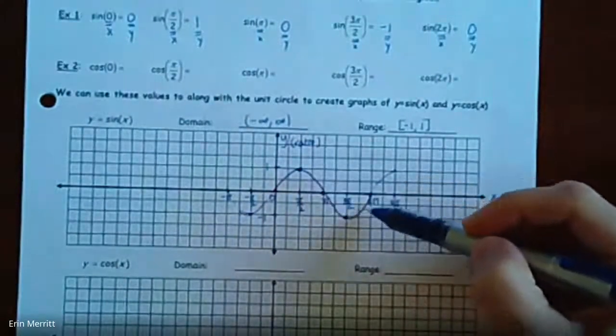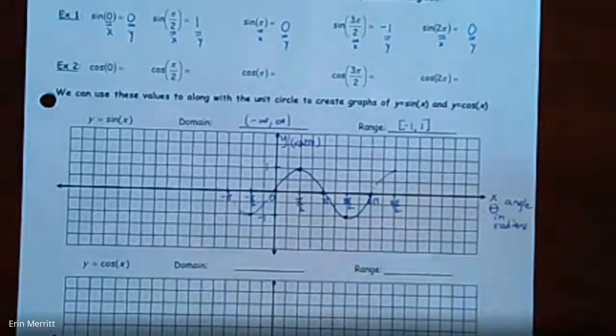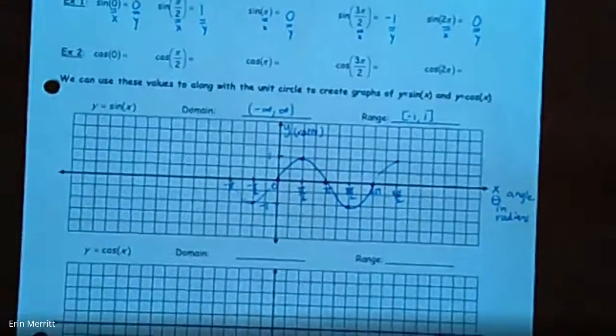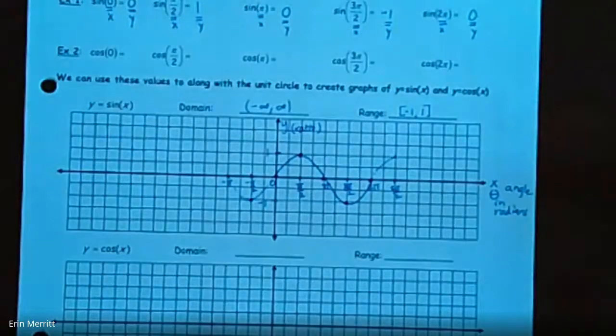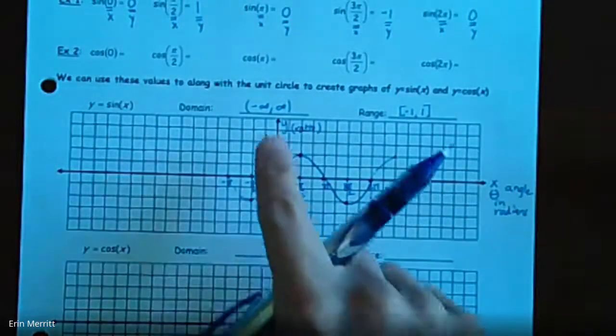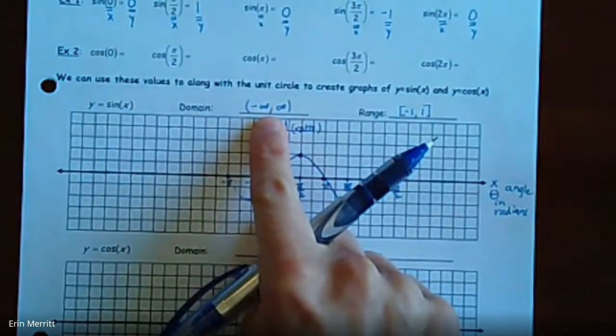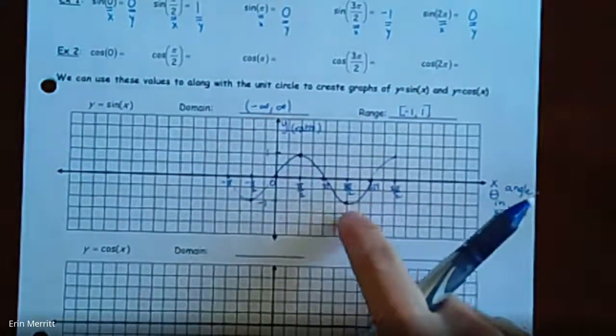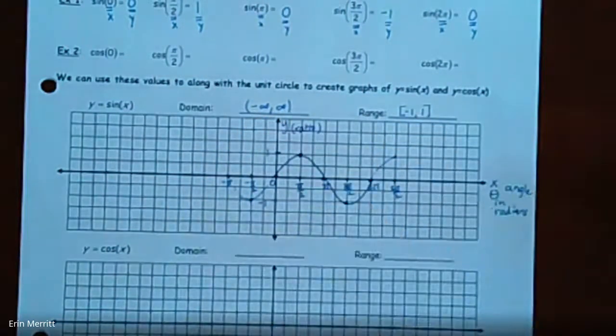We say it oscillates back and forth, bouncing back and forth. So it's like a pretty little wave, right? So that's what the sine curve looks like. Right? So the domain, everything, negative infinity to positive infinity. But the range, it just bounces back and forth between -1 and +1.